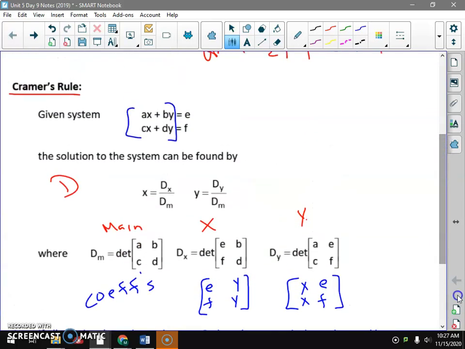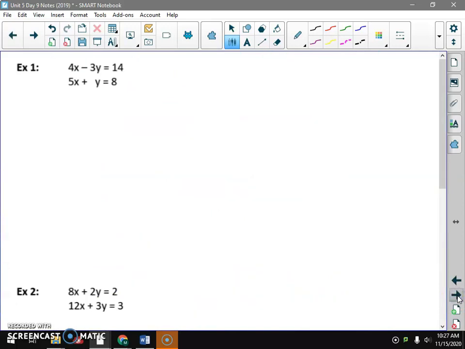Let's put some numbers to work, make a little bit more sense. Here's our system. Before now, what would you do? You would either use Gauss-Jordan elimination on the augmented matrix, or you'd use the inverse method. You need to be comfortable with both of those. Let's try a third one.